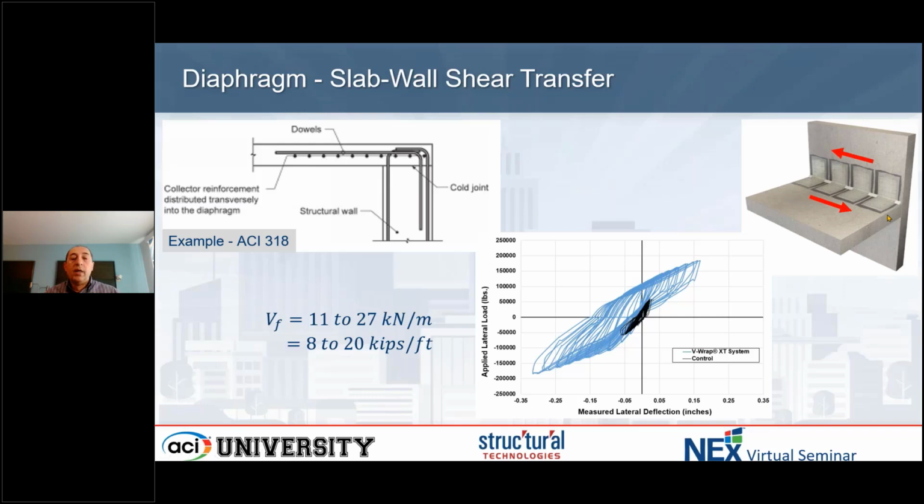The diagram that you can see in the middle of the page is a connection without the FRP and with the FRP. And you can see without the FRP, at some point you get shear failure just from the separation.